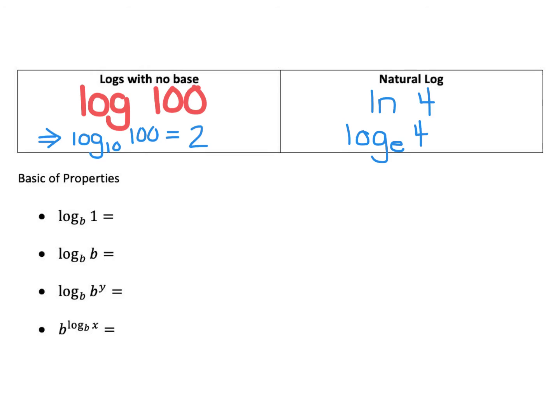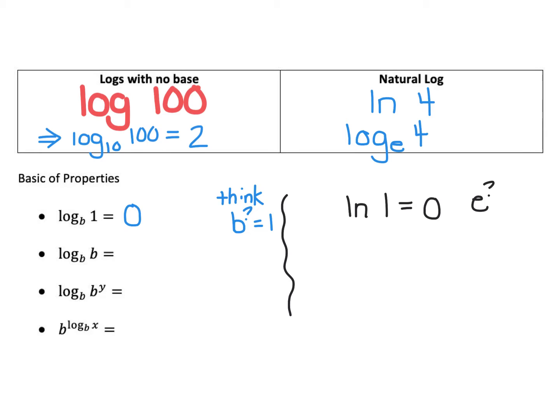So let's look at some basic properties that hold true. If I have log base b of 1, think about what that's equal to. Well, it's really asking you b to what power is equal to 1, and hopefully you recognize that that is 0. Similarly, the ln of 1 would also be equal to 0 because this is saying e to what power is equal to 1. Well, again, any value raised to the 0 power is equal to 1.